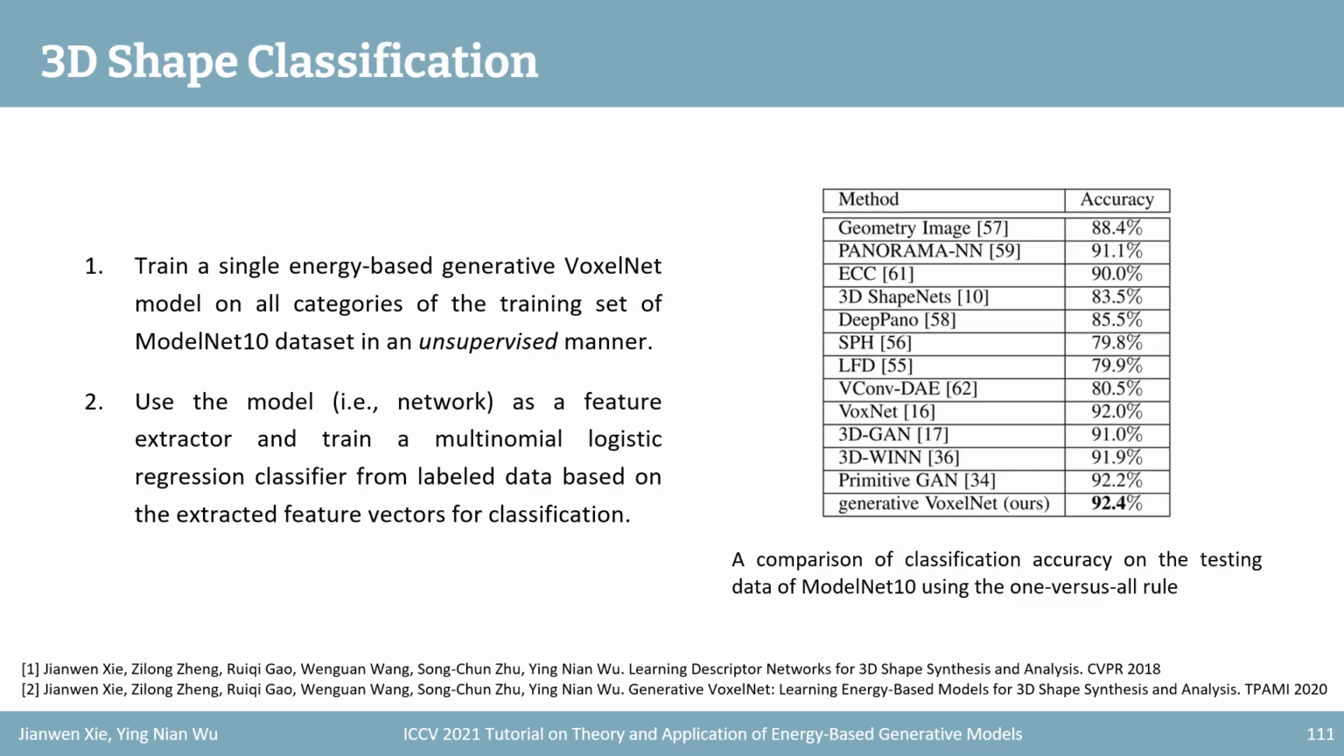The energy-based generative voxel net can be useful for classification. We need to first train a single model from all categories in an analysis by synthesis manner. The learned bottom-up network can be treated as a feature extractor. We can learn a multinomial logistic regression classifier from the labeled data based on the extracted feature vectors for classification. The table on your right-hand side shows a comparison among different baselines for 3D shape classification.